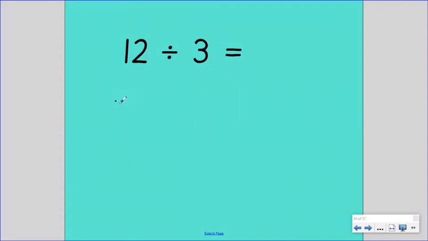1, 2, 3. There's one group. 4, 5, 6. There's another group. 7, 8, 9. There's another group. 10, 11, 12. There's another group. So I've counted up to 12, putting 12 into groups of 3. Each of my groups has got 3 dots in it.